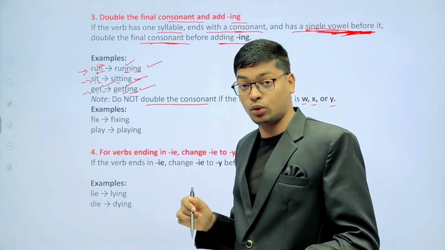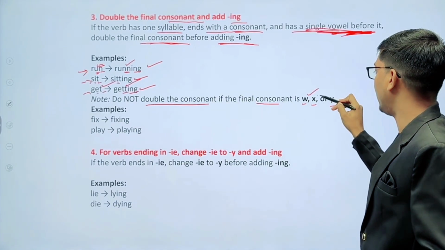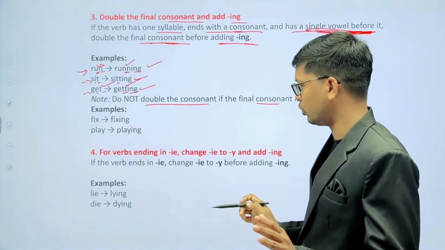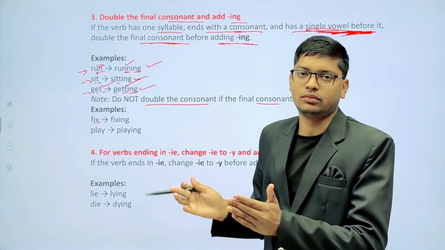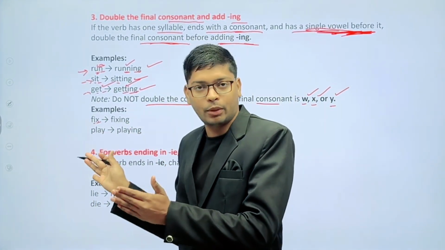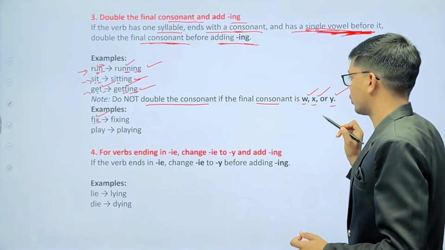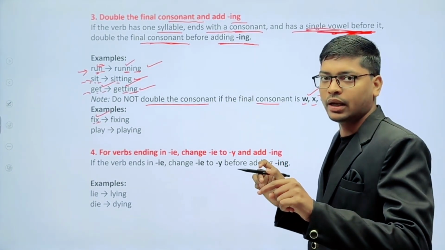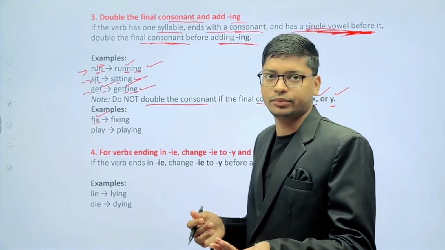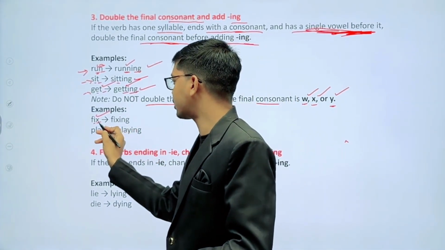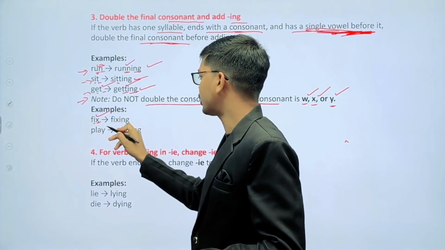Okay, note here: do not double the consonant if the final consonant is w, x or y. Here, fix. Before x is a vowel, i, but x is an exception. When the end letter is w, x or y, we do not double the end consonant. This is a very important note. So just add ing. Fix to fixing.